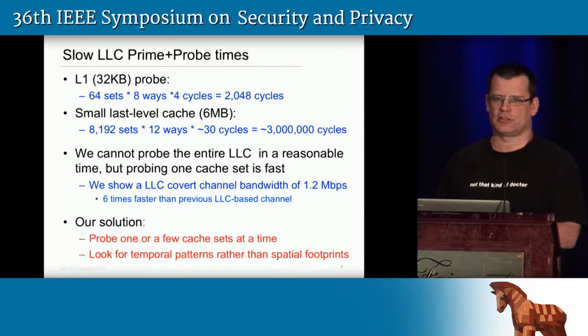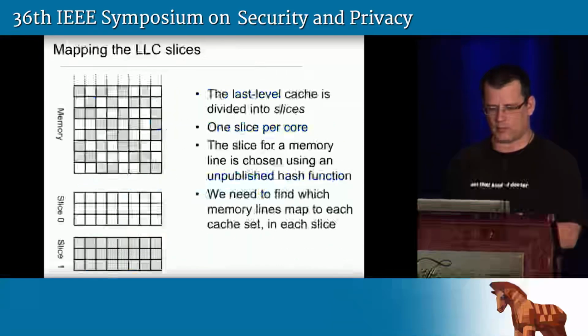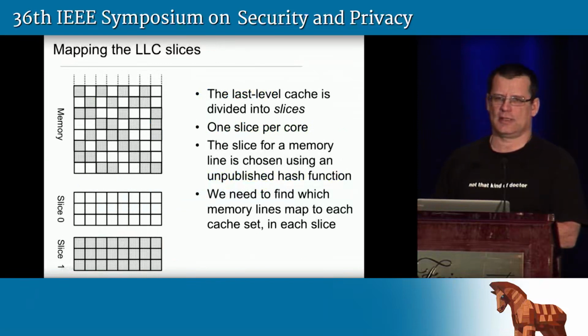The second issue was the large pages, which I'm not going to talk about, so I'm moving directly to the last level cache slices. The problem is that the Intel last level cache is designed with multiple slices. We have 1 slice per core. In this example, I have 2 slices, slice 1, which is gray, and slice 0, white. The memory still maps to cache sets on these slices, but the decision on which slice it goes to is done based on some hash function that Intel does not publish.